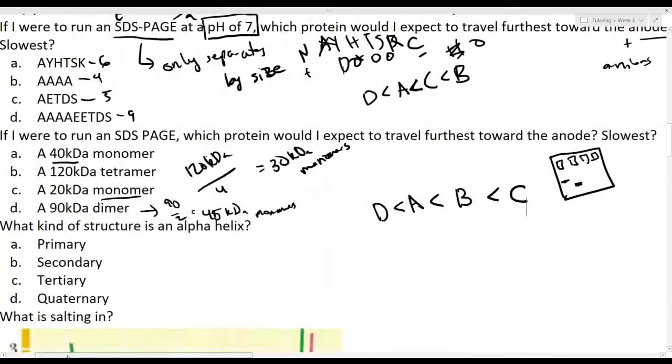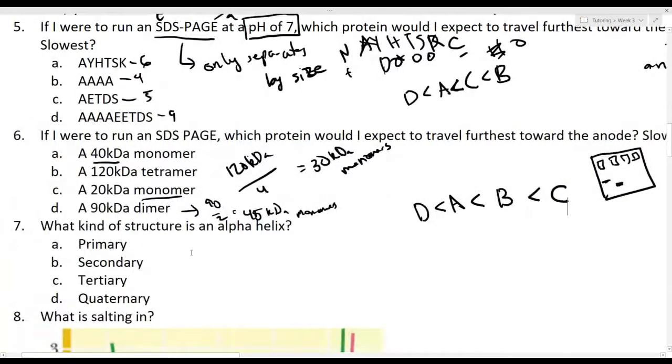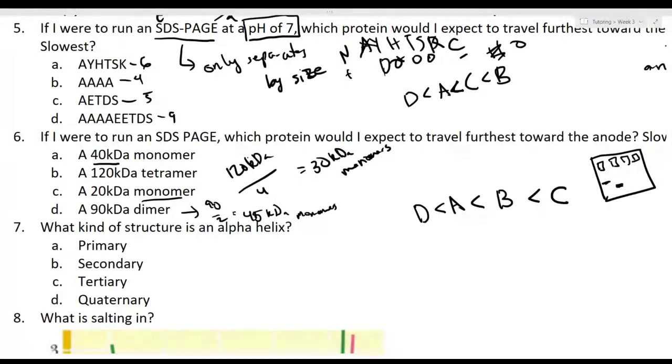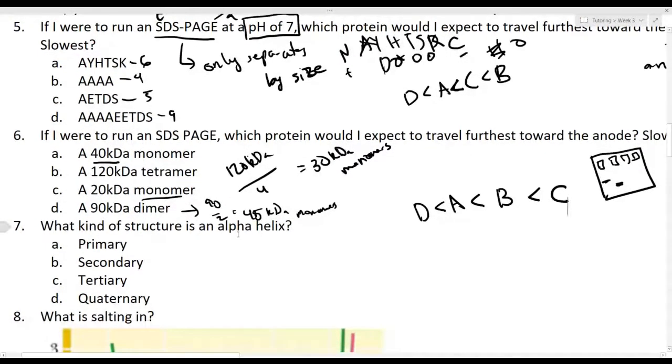So number 7. All right, what kind of structure is an alpha helix? So someone is jumping in. Yes, it is a secondary structure. So I just want to very briefly go over the 4 since this is a common question. I want to make sure you understand this. I also really want to point this out because in your next unit for exam 2, the structures are going to play a really big role. So I want to make sure you guys have this down.